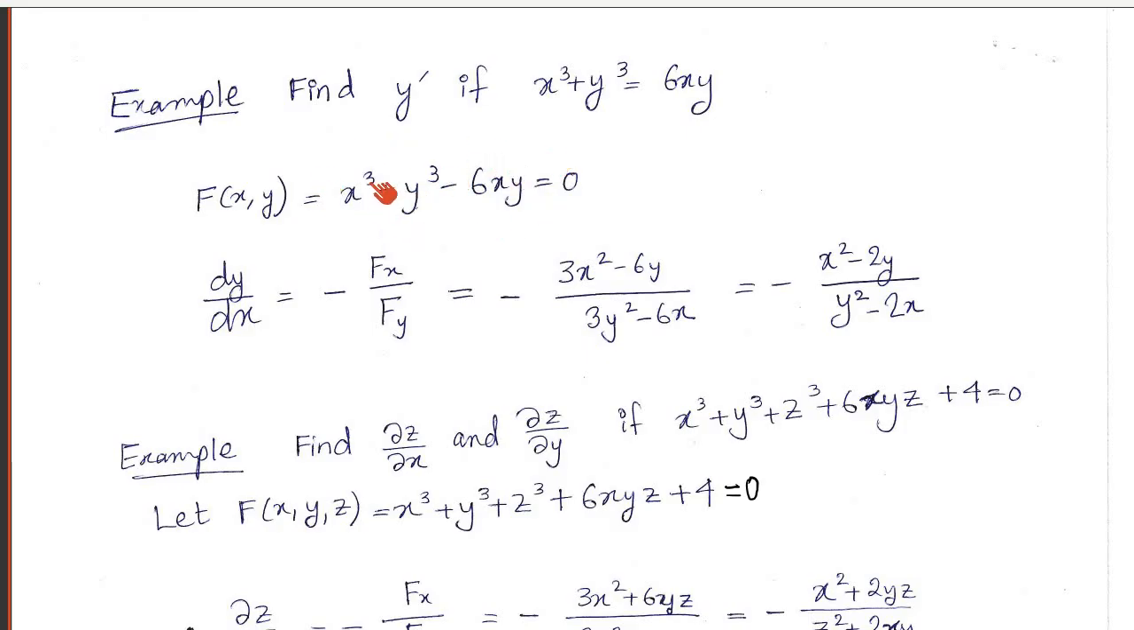Differentiating this with respect to x will be 3x square plus 0 minus 6y. Differentiating this again with respect to y will be 0 plus 3y square minus 6x. Simplify.